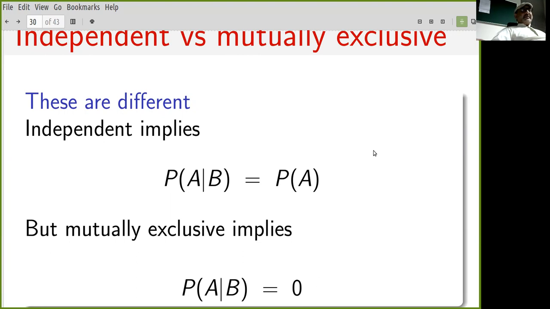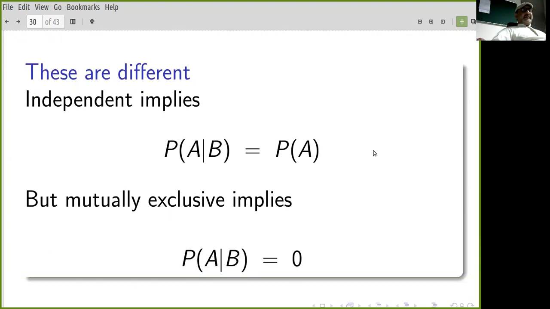But mutually exclusive means that the intersection is 0, and then for conditional probabilities, that will imply that the probability of A given B is 0. If you're given that B has occurred, that means that A cannot occur. So the probability of A intersection B would be 0, and then the probability of A given B would be 0.